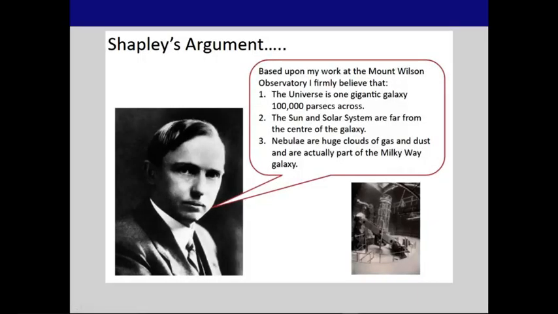So Shapley's argument was, these are both observational astronomers, very, very different in their personalities, but Shapley's argument was that the universe is our galaxy. Everything that we see is within our galaxy, but it's a very large galaxy, 100,000 parsecs across. But the sun in our solar system is nowhere near the middle. We're off on the edge of this galaxy. But all the things that we can see, all of these nebulae, are actually part of the Milky Way galaxy. So everything is encompassed in what we can see.